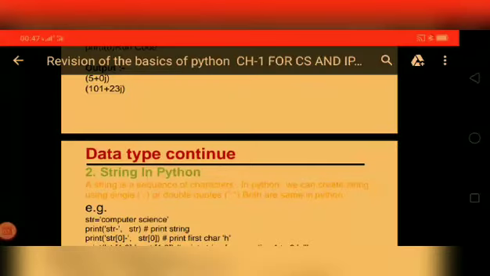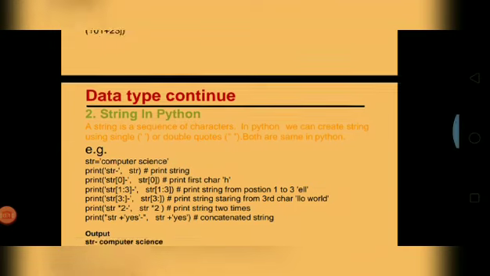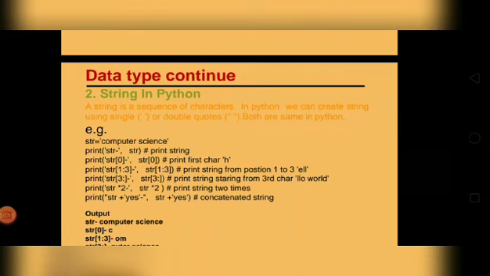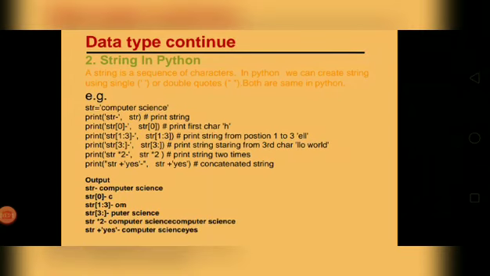Now the next one is here. You can see now we have the string data type. A string is a sequence of characters in Python. We can create a string by using single inverted commas or double inverted commas. Both are the same in Python, so whether you use single or double, it's your choice. So here we are writing computer science in this variable, and now you can see in the output, when you write str[0], it will show you only the 0 index, which means C.